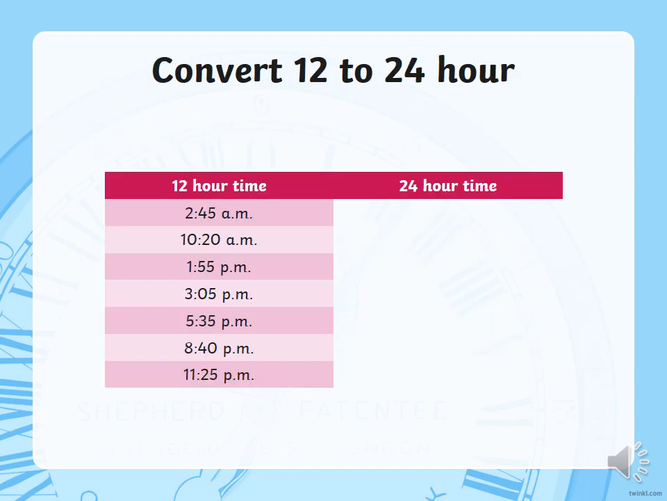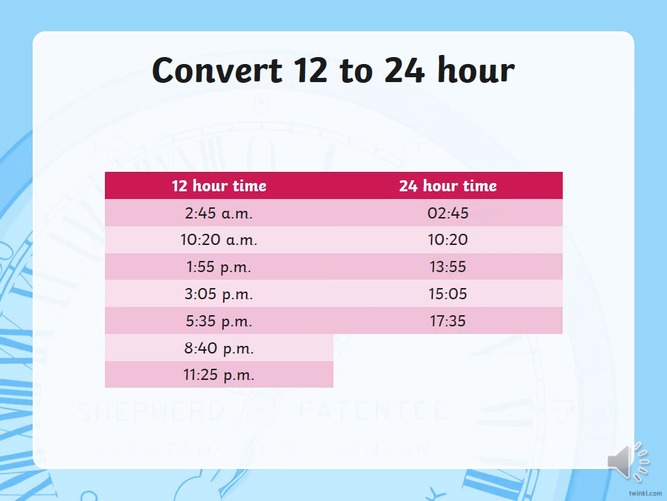So here are a few examples of the 12-hour clock converted into the 24-hour digital clock. As you can see, the 12-hour clock has the AM and PM next to it. Why do you think that is? Well done. It's to indicate whether it's in the morning or in the afternoon, because a 12-hour clock only has 12 hours, whereas how many hours do we have in a day? 24. Well done.